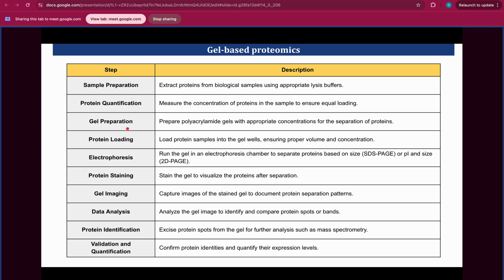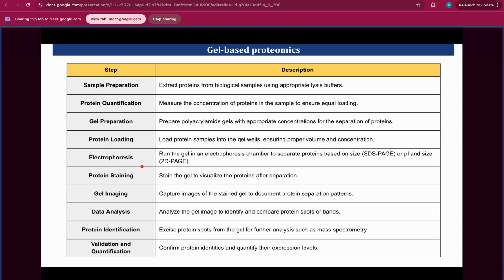Then comes gel preparation. As these techniques are based on gel, we have to prepare the gel, and most of the time polyacrylamide gel is used. There is agarose gel also, but in most cases we deal with polyacrylamide gels because of the pore sizes and differences. So this gel is better, and it is synthesized in appropriate concentrations. The gel is prepared depending on the type of protein which you want to flow through that gel, for which you want to do the electrophoresis. Then comes protein loading. Now you have prepared the gel, you have to load your protein into that gel so that you can start with the separation of the protein. Protein is loaded into the wells which are created on that gel, and you ensure that there is proper volume and concentration of the protein in those wells.